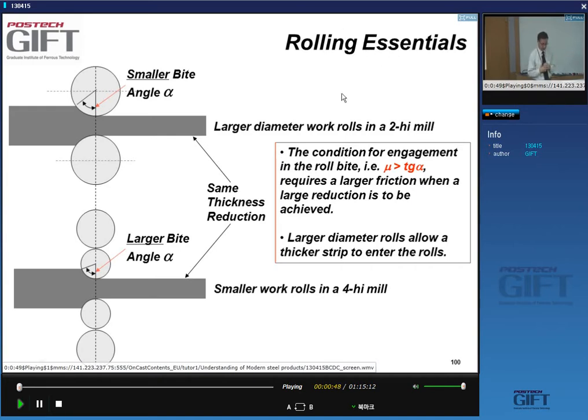So important here in relation to the choices between whether you go for two high mills rather than four high mills. In terms of reduction, you can see that if you have the same thickness reduction, the bite angle, this angle alpha here, will be much larger when you use smaller rolls. And so if you want to achieve high amounts of reduction, having enough friction is important.